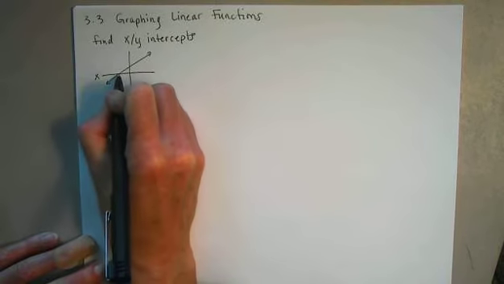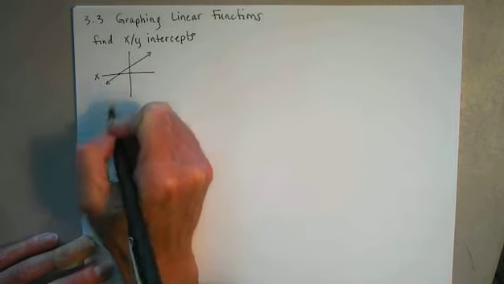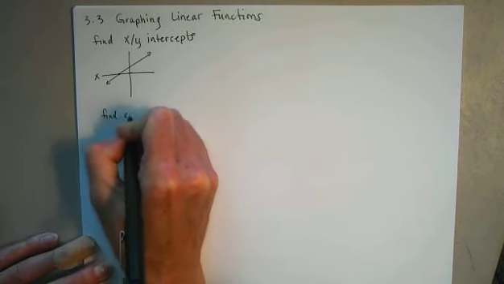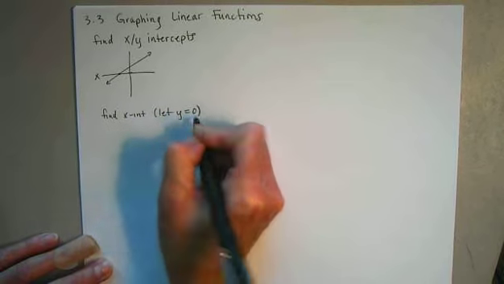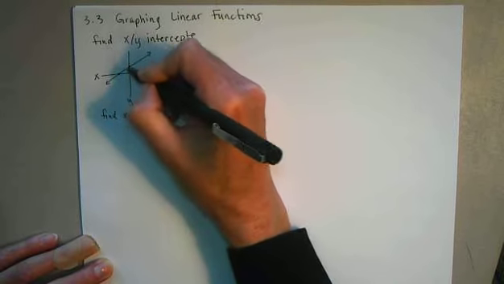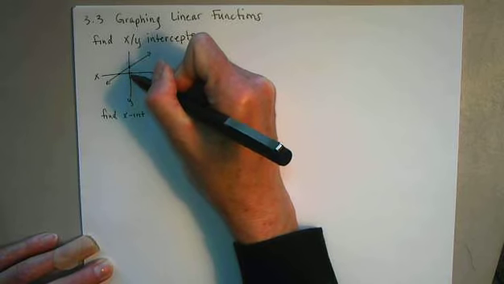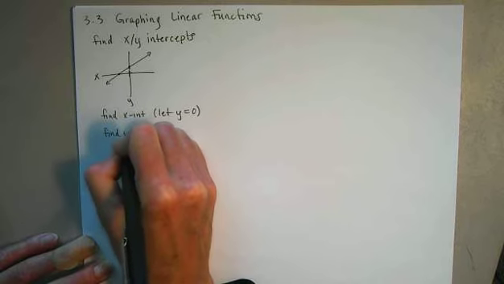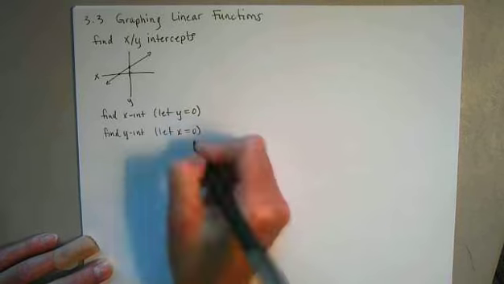When I cross the x-axis, that point right there, the y value is 0, isn't it? So if I want to find the x-intercept, I will let y equal 0. And let's go vice versa. Let's say I want to know where it crosses the y-axis, and I can see it crosses right there. And look, that corresponding x value is 0. So if I want to find the y-intercept, I will let x equal 0.